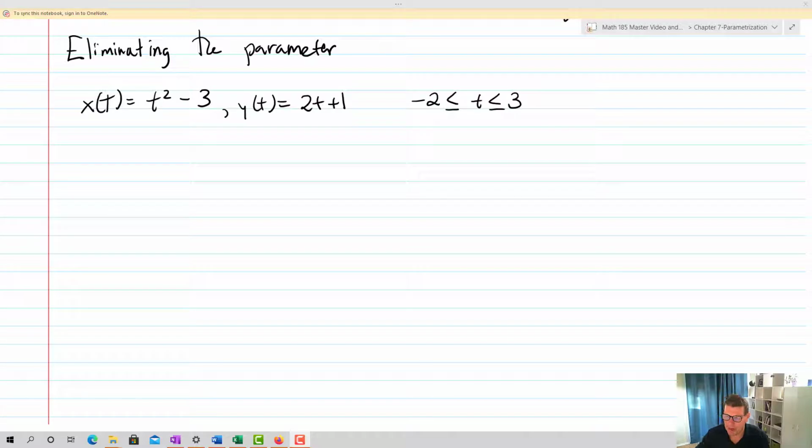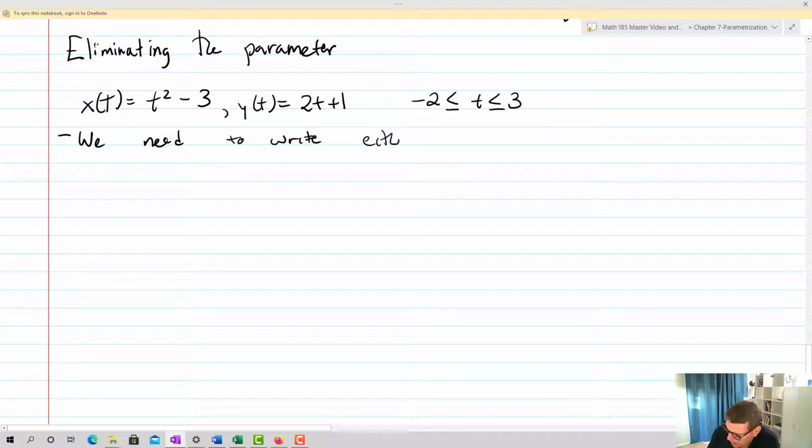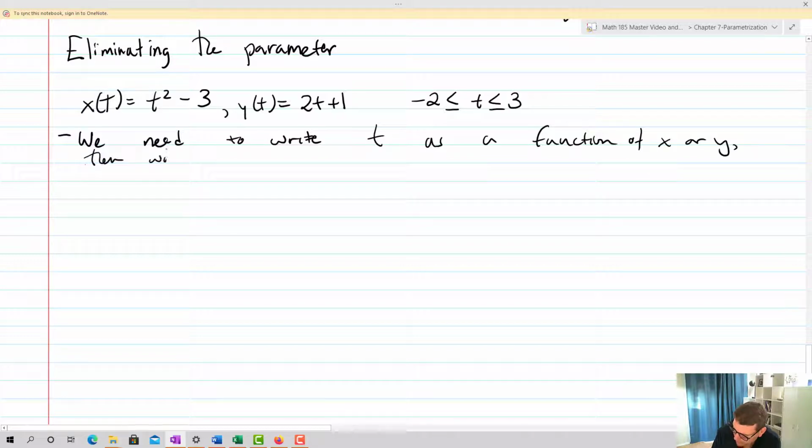So let's say, for example, we start out with x, the one that we just saw. And we already kind of know what this looks like. It's going to be a sideways parabola. But let's take a look and see how it is that we might, in fact, generate our function. So what we're going to need to do is write t as a function of x or y. And then what we'll do from there is substitute and simplify.